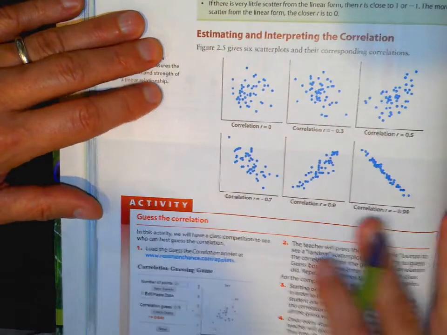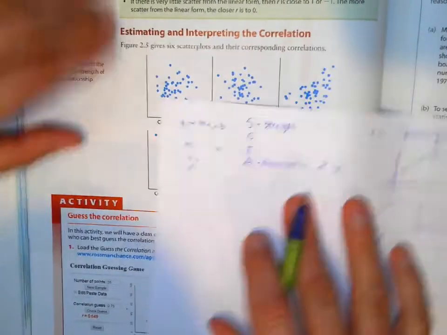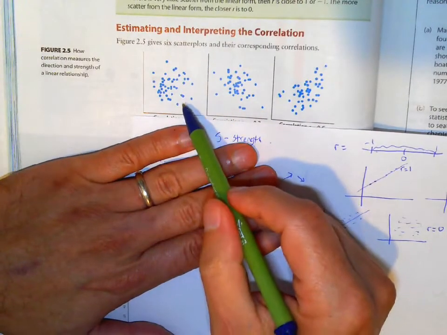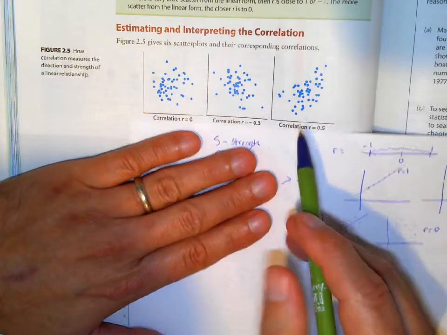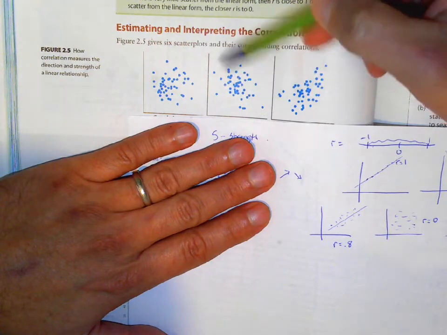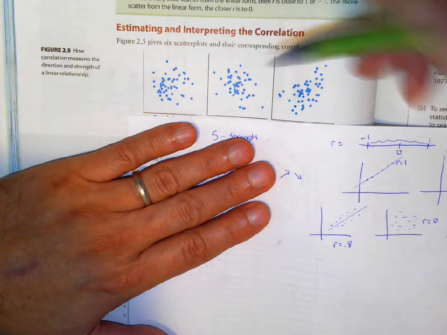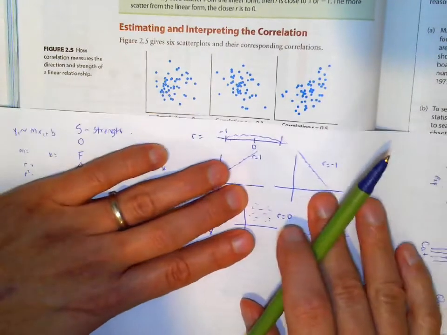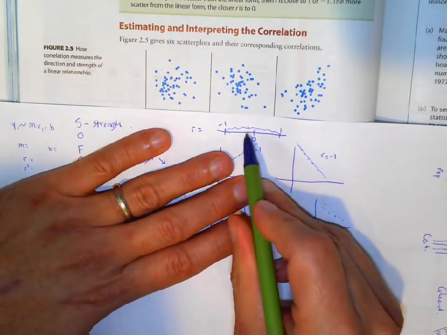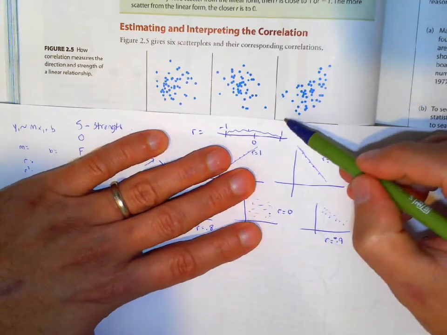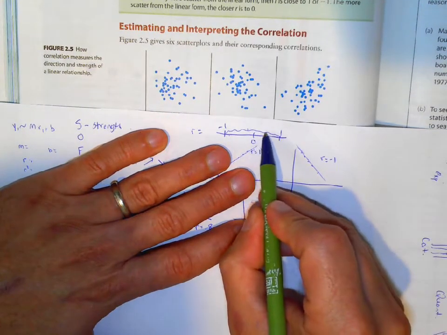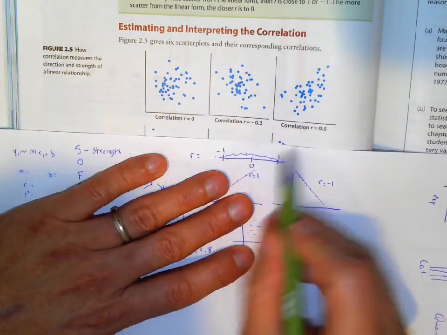So if we look at these examples, very, very scattered, this would be closer to an R of 0. This one has a little bit of a negative tendency to it, but still very scattered. So think about a number line. This would be somewhere right around this area, maybe negative. They have -0.3 here. This one has a positive slope to it, but it's very scattered, so it's on the positive end. Still pretty scattered, maybe around here. I'm guessing 0.4. They have 0.5.